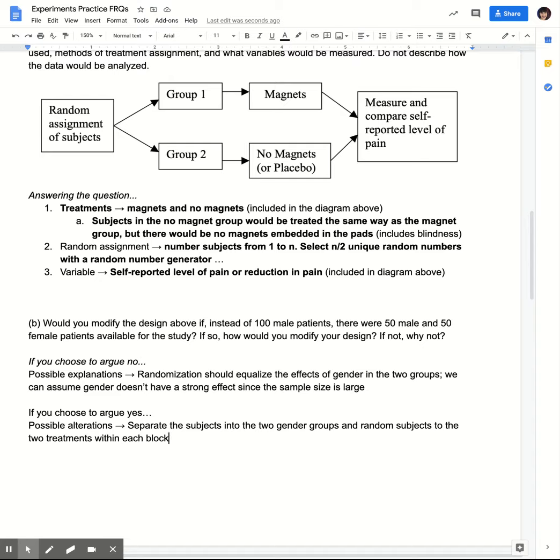You could draw a blocking diagram if you wanted, but you could also just write it out this way. Okay. I personally think that arguing yes for this question is an easier sell, and it's an easier thing to explain, because they essentially give you the blocks, right? They give you the gender blocks by saying we're going to split into 50 male and 50 female patients.